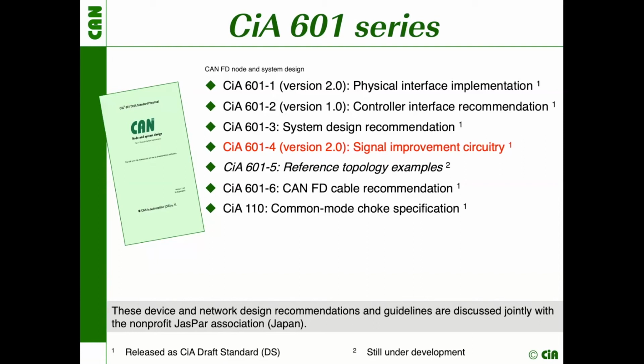At CAN Automation, we try to give system designers more in the hand and provide implementation recommendations. So we have for that our 601 series. And I want to emphasize here part 4 on the signal improvement circuitry, which is very important for the higher data rates.